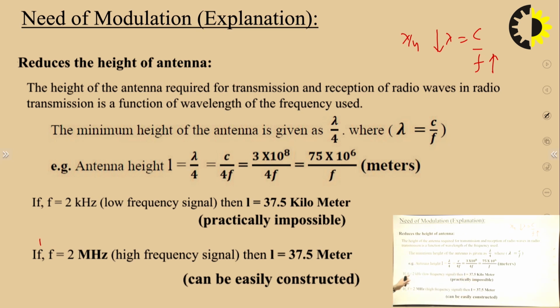While if you increase the frequency from 2 kilohertz to 2 megahertz, the length you get is 37.5 meter. Kilometer to meter, you can convert it. It can easily be constructed, but in the first case, a height of 37.5 kilometer is practically impossible to implement for an antenna. This clearly justifies that if you increase the frequency with the help of modulation, you will get a reduction in the height of the antenna. This is the biggest advantage of doing modulation.